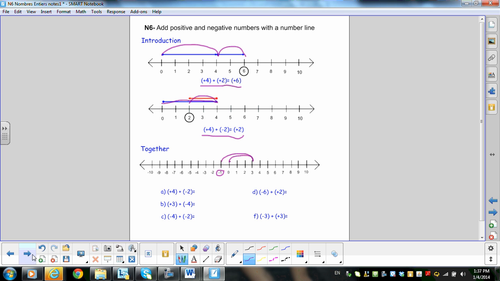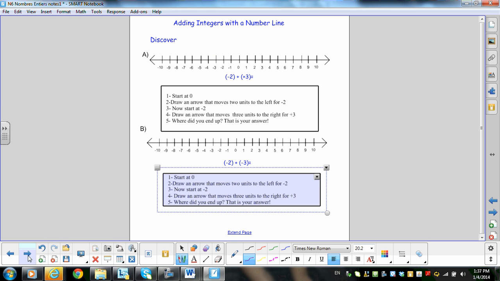Okay? You can use that number line here to practice as many numbers as you want, make up your own questions, do it with a friend, but this is something that we need to know how to do on a number line. Okay, so adding integers with a number line again. This is just the steps to make sure that we're not confused.